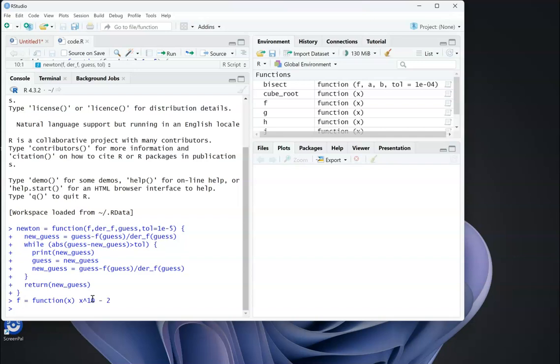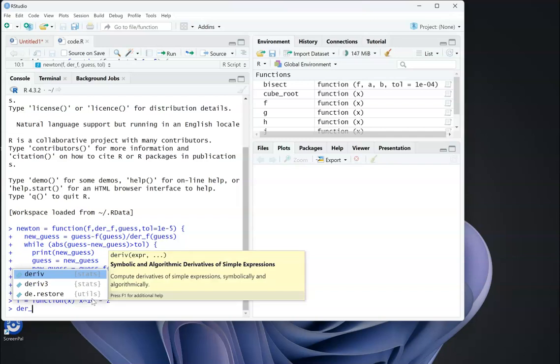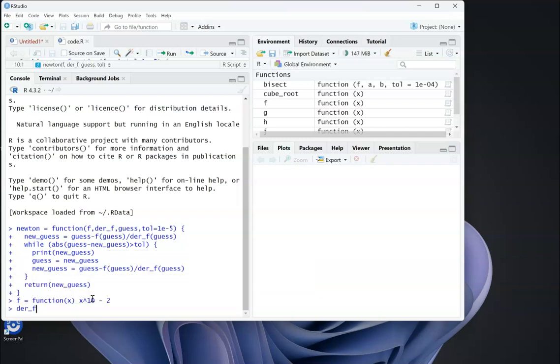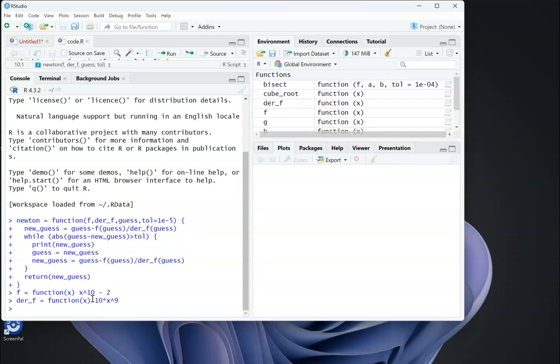Remember, to be able to implement Newton's method, not only do I need a function, I also need the derivative, right? The derivative here is pretty easy, since I am just differentiating x to the 10th. I'll have 10x to the 9th. Don't forget to put in your multiplication sign. Otherwise, it'll yell at you.